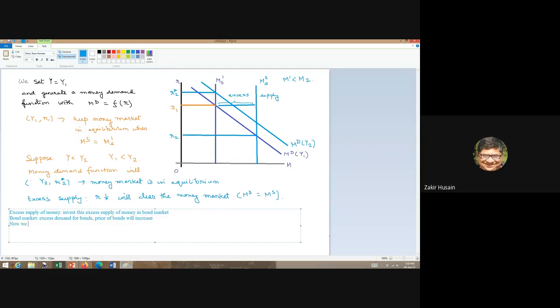Now we know that R, the rate of interest, is inversely related to the price of bonds. So R will fall. So this is the logic underlying the decline in the rate of interest.